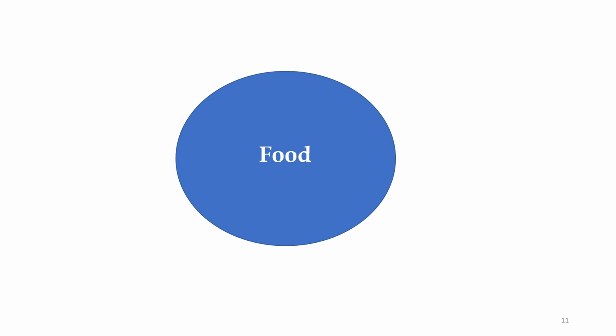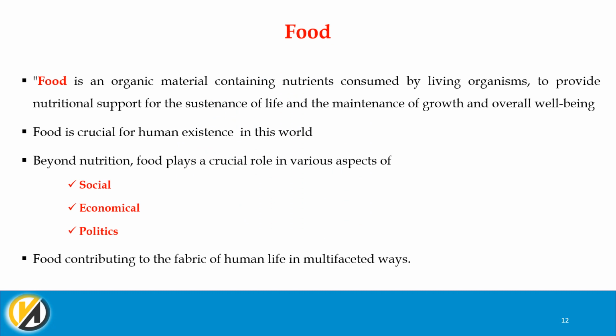Having said that, now let's discuss what food means. Food is an organic material containing nutrients consumed by living organisms to provide nutritional support for the sustenance of life and the maintenance of growth and overall well-being. Food is crucial for human existence in this world. Without food, we cannot exist in this world.